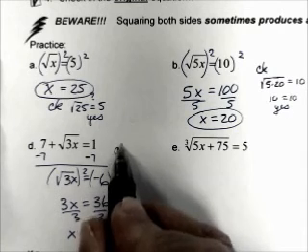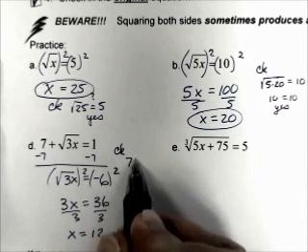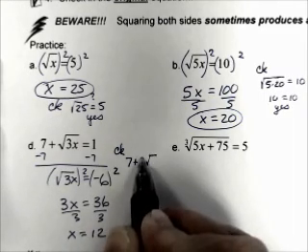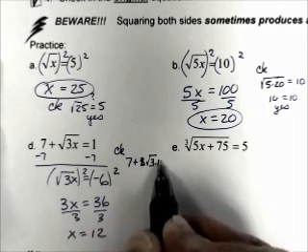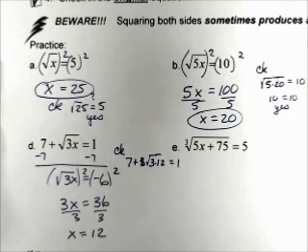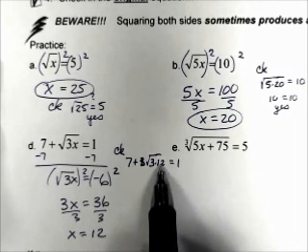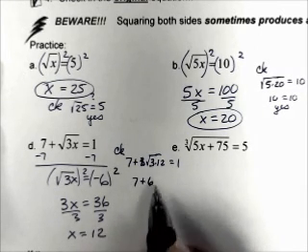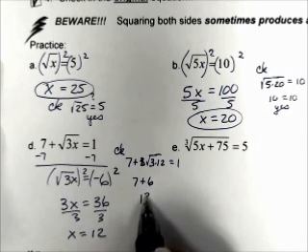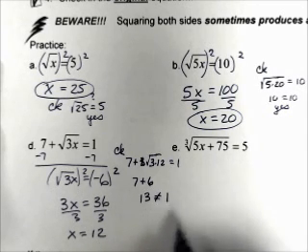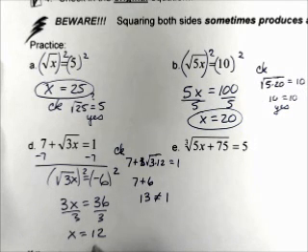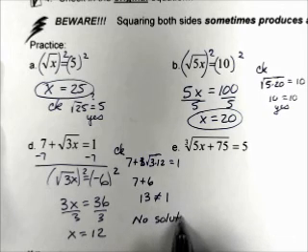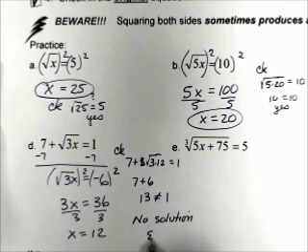Check. Is 7 plus the square root of 3 times 12 equal to 1? Well, 3 times 12 is 36. The square root of 36 is 6. Is 7 plus 6 equal to 1? No, 7 plus 6 is 13. 13 does not equal 1. So 12 is extraneous, so there's no solution. Or if we're writing solution set notation, it would be the empty set.